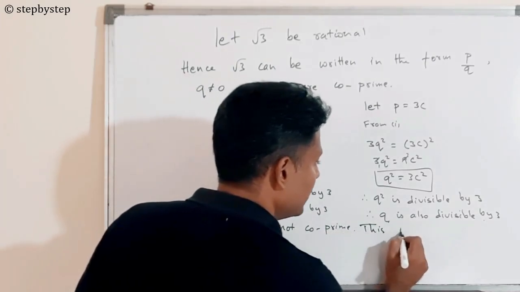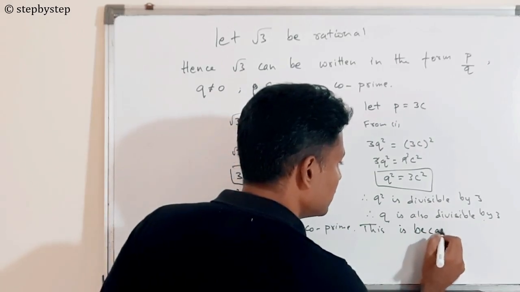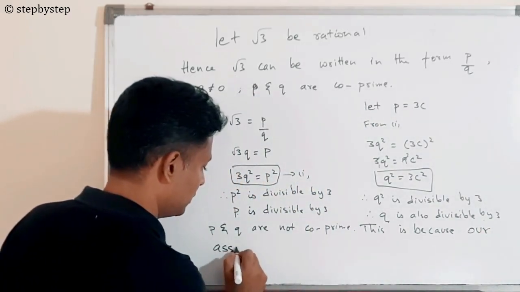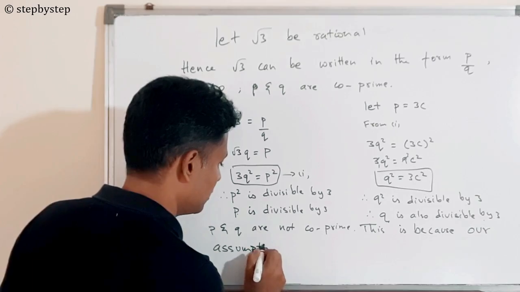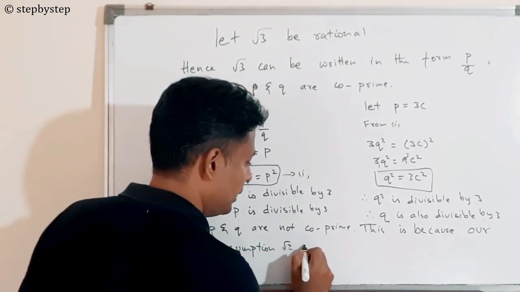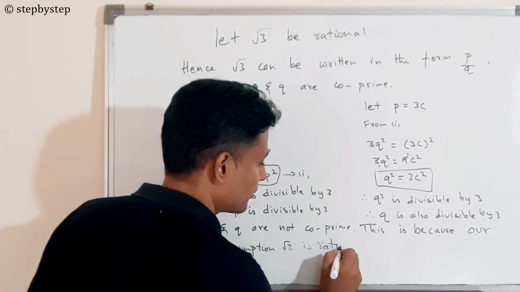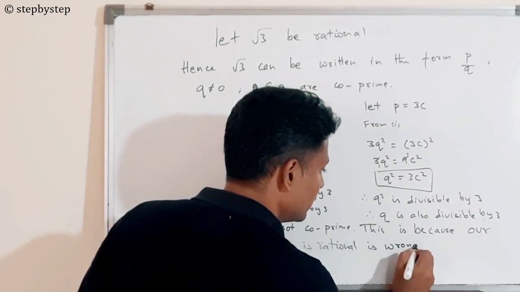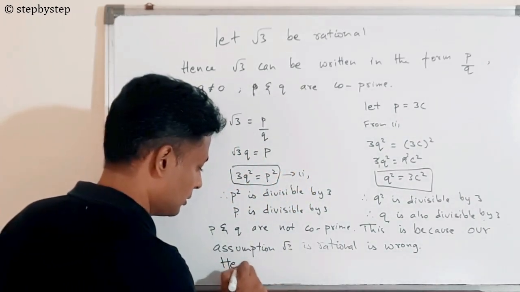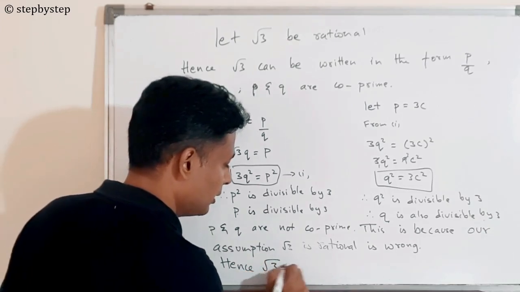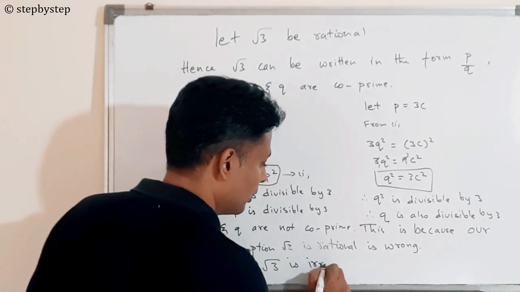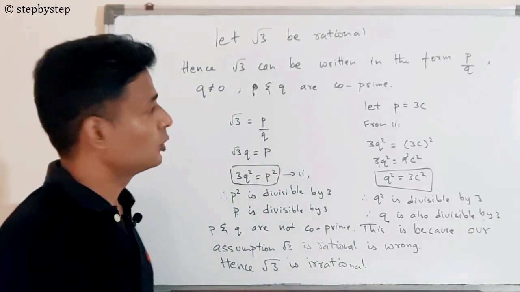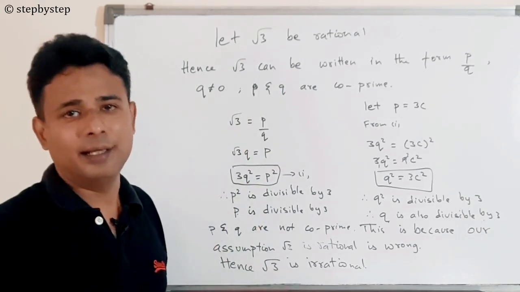This is because our assumption, root 3 is rational, is wrong. Hence, root 3 is irrational. So we have proved root 3 is irrational.